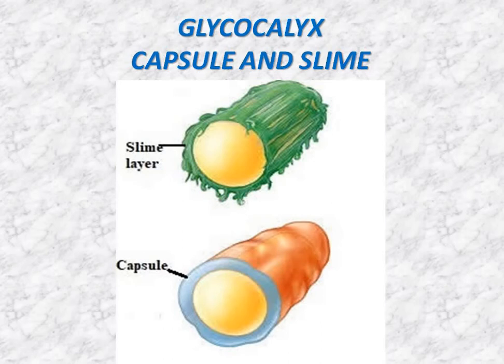Remember, the glycocalyx may be made up of capsule or slime. What is the difference between capsule and slime? Capsule is tightly bound to the cell wall and gives a smooth appearance to the bacterial cell. But in case of slime, it is loosely attached to the cell wall and it gives a rough appearance to the bacterial cell.